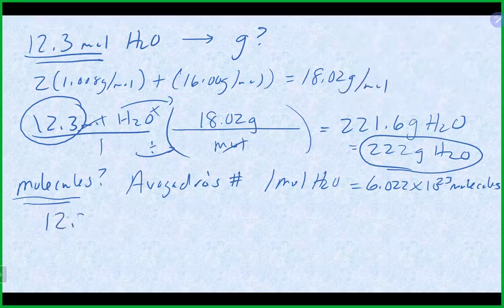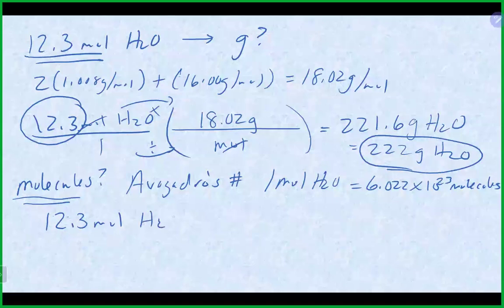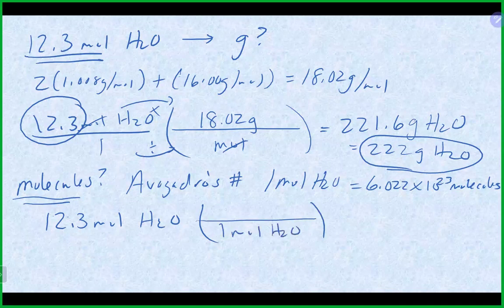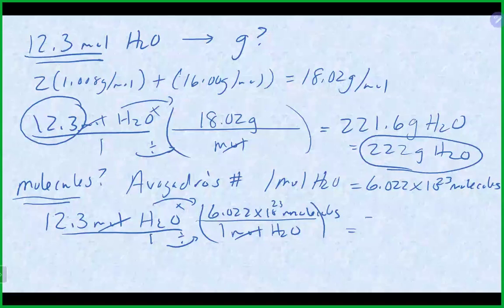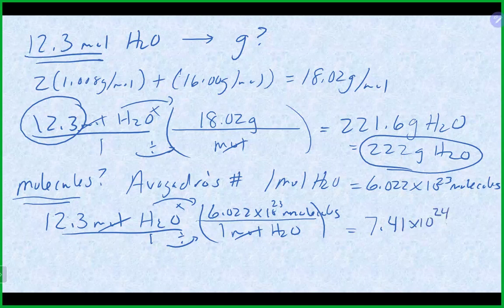We would use our 12.3 moles of water, which we already know what that is. We would use our Avogadro's number as a conversion factor, 1 mole of water, 6.022 times 10 to the 23 molecules of water. Again, using it like a dimensional analysis, multiplying the top, dividing the bottom, the moles are going to cancel, and we will end up with 12.3 times 6.022 to the 23. So this many moles of water represents 7.41 times 10 to the 24 molecules of water.